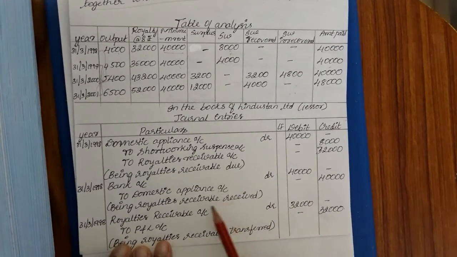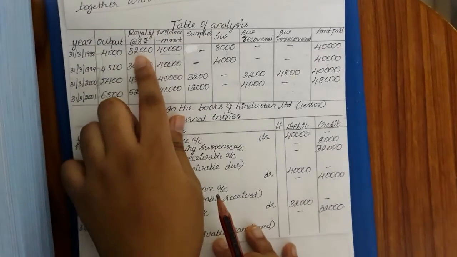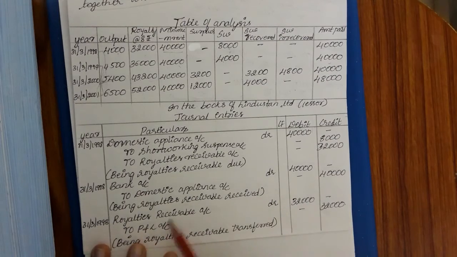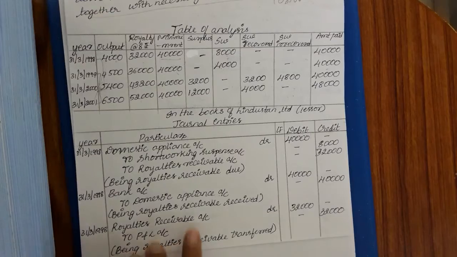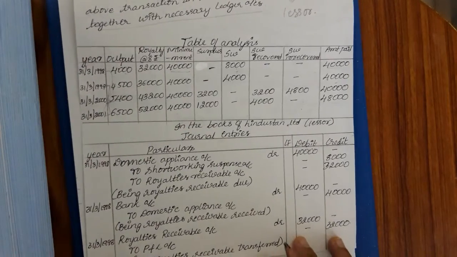The exact royalty you received, whenever you write royalty receivable, you will be writing the exact royalty you earned in a particular year. So royalty receivable account 32,000 to P&L account 32,000. The other value you transfer to the short working suspense account. Done. So this is about the royalty receivable transfer.